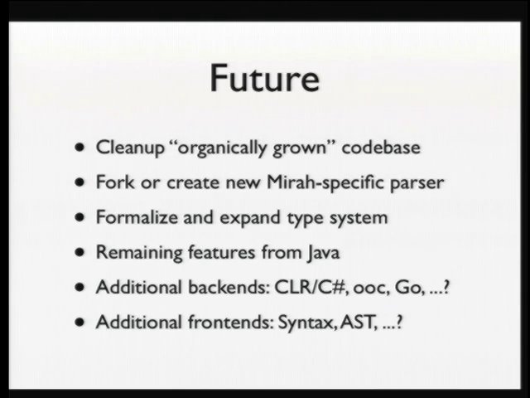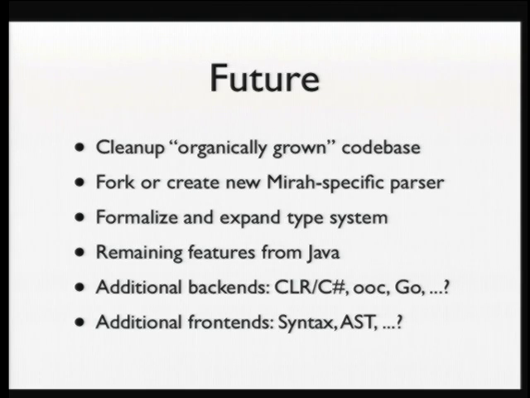Okay, so futures for this. The code base has grown organically. It's still only 10,000 lines of code, but we want to clean it up a little bit and isolate the different tiers better. I mentioned the parser. I want to formalize and expand the type system and learn how to make a type system.